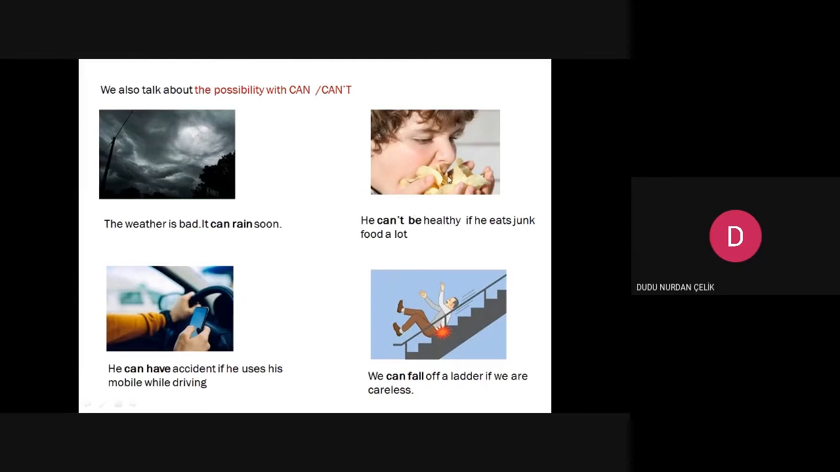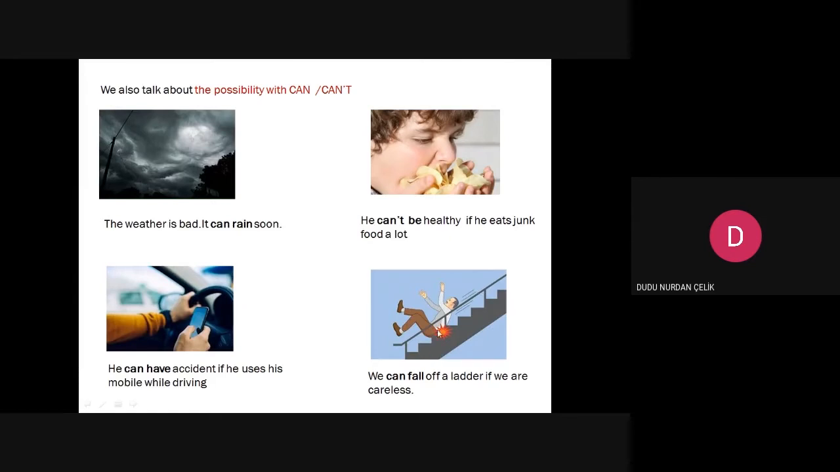Junk food. Most people like junk food. I sometimes like eating crisps too, but it's not healthy if you eat a lot. So we can advise him. He can't be healthy if he eats junk food a lot. You shouldn't eat too much junk food.